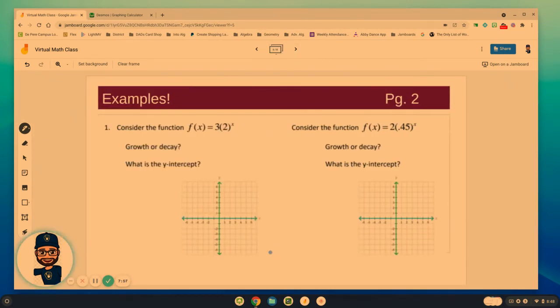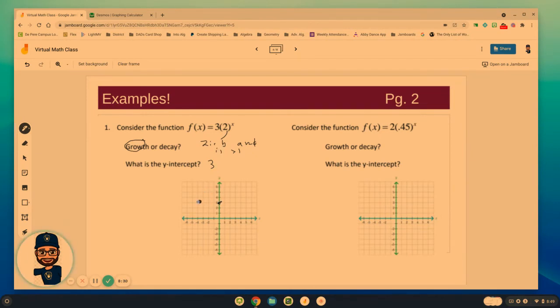So let's just look at these two. Considering this function, f of x equals 3 times 2 to the power of x. Is that growth or decay? That is definitely growth, right? 2 is b, and it is greater than 1. What is the y-intercept? It would be 3. All right, so we'd start the graph at 3.